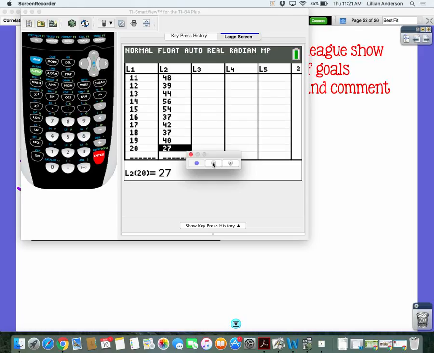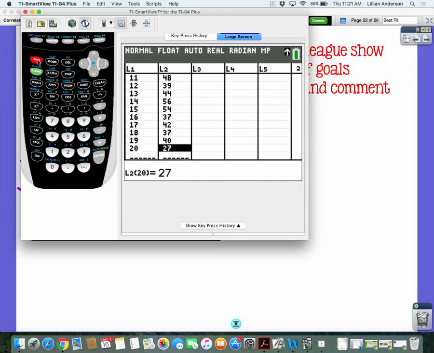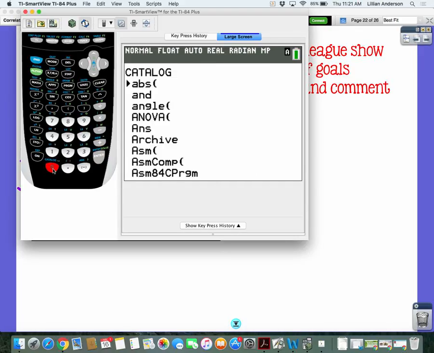So this is how you do it. Everyone paying attention? Okay. You press the second button, and then you press the 0 button. And if you see right above the 0 button, it says catalog. If you ever forget where anything is, you can always go to the catalog and find it. It's like the index.